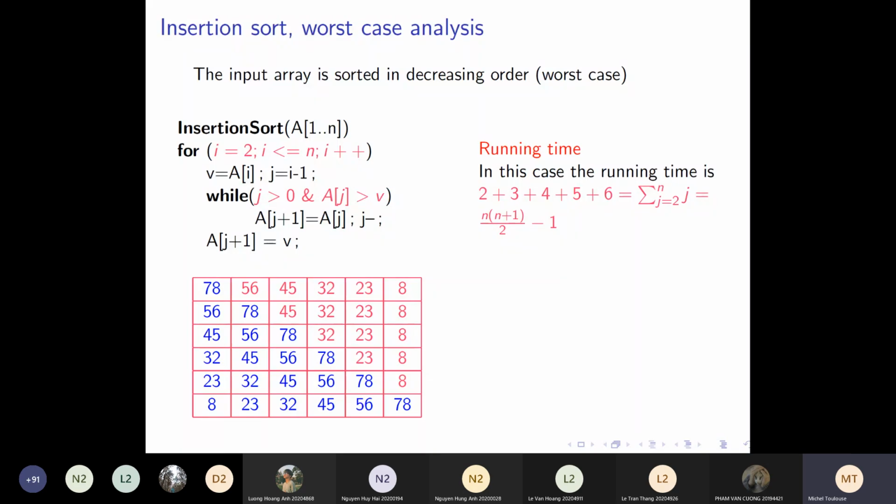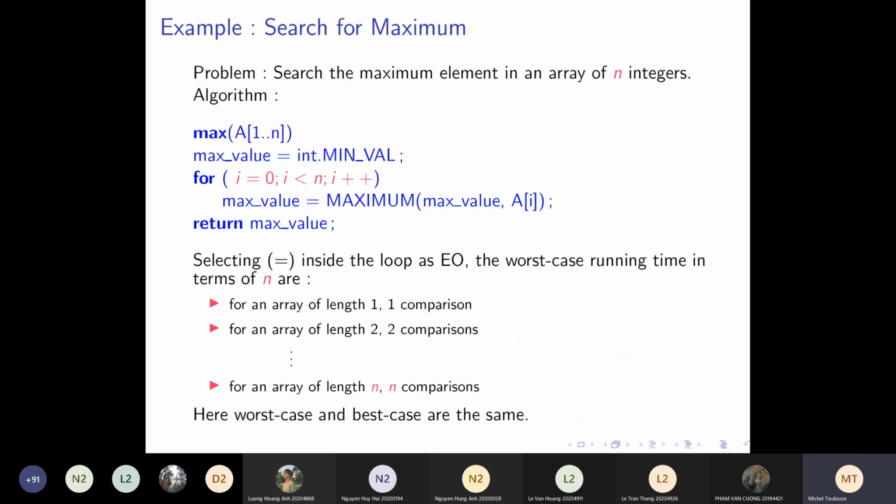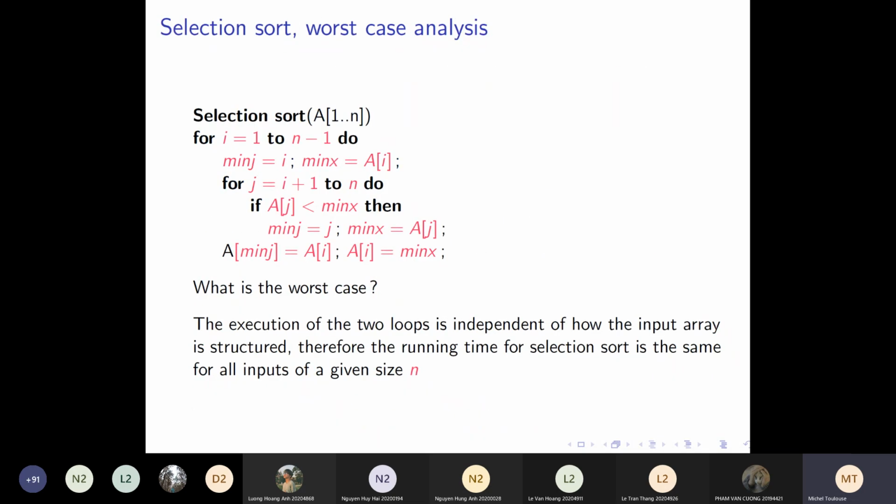When we are going to compare the running time of algorithms, we are going to compare them in terms of the worst case. Selection sort is independent of the structure of the input. So the condition of the inner loop is purely dependent on the value of the index of the outer loop. The number of iterations of the for loop, which is our basic operation, is independent of any situation, and does not depend at all on the structure of the input, okay?